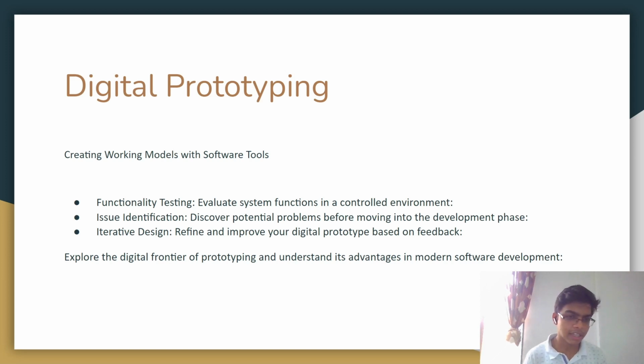So, like I mentioned before, there's functionality testing. So we're going to evaluate system functions in a controlled environment. There's issue identification. We're going to look for potential problems before we move into the development phase so that we can tackle them right away. Then there is iterative design. So what we're going to do is refine and improve our design based on the feedback we receive from users and stakeholders.